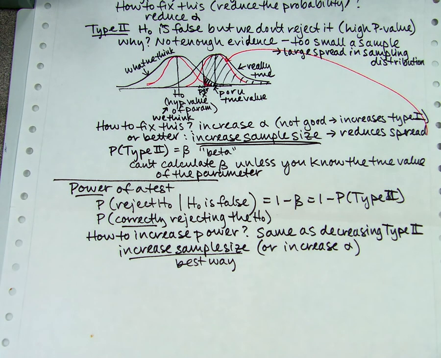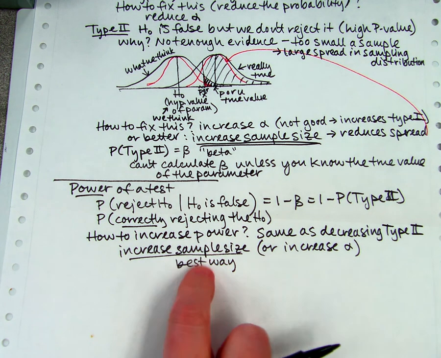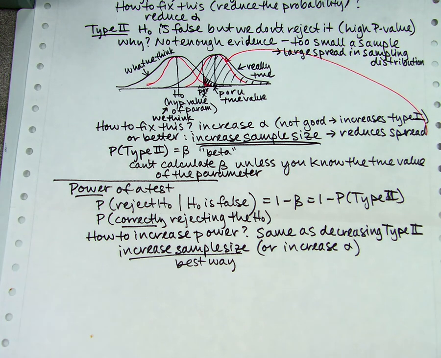So for the purposes of this class, you don't have to know the calculations part, but you do have to know how to increase the power. Basically, if the null is false, you have more chances of rejecting it if you use a bigger sample size. Doesn't that sound familiar? Bigger sample size gives you more evidence, gives you better results, it makes it more likely that you'd find the truth. So that's what today's lesson is about. And more on that later.